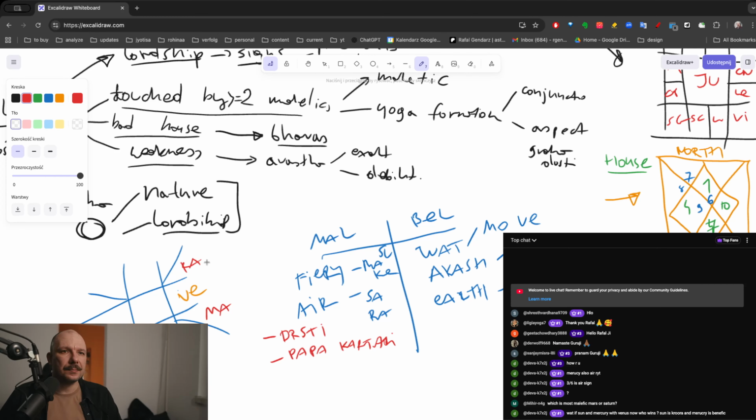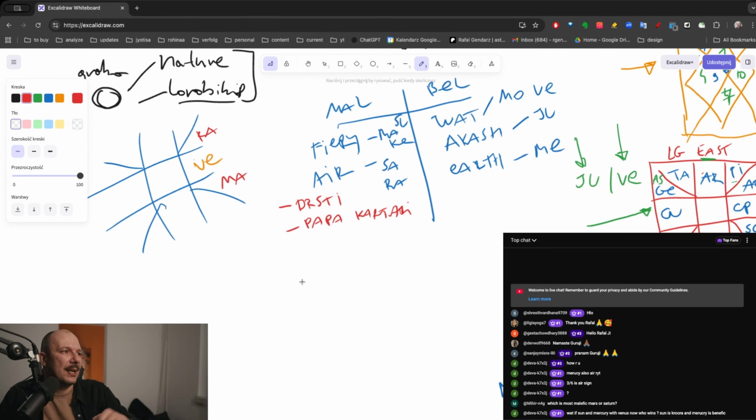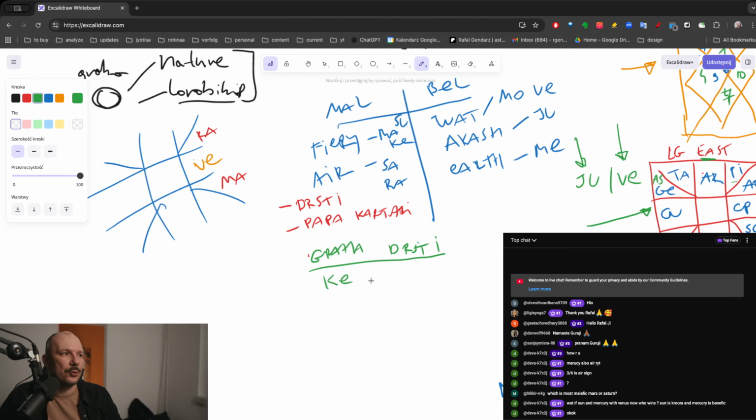Okay. So this is also affliction. But there is also the drishti affliction. And to understand drishti affliction, you need to also understand the graha drishti. This is very easy to understand, because first you have to understand that Ketu doesn't have any aspect.